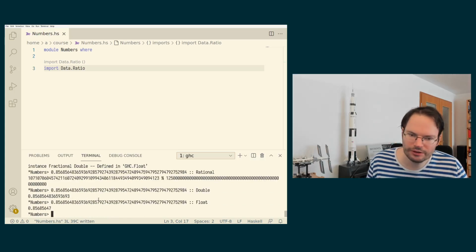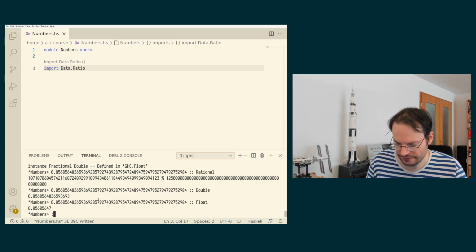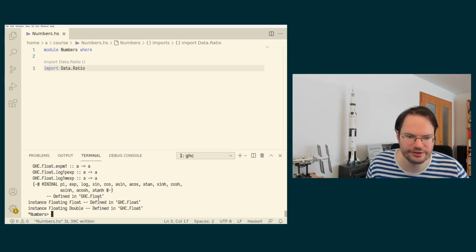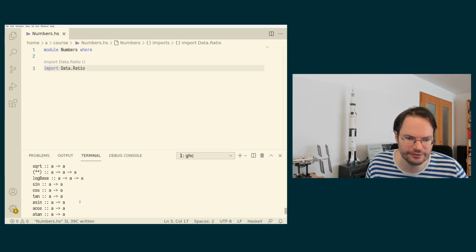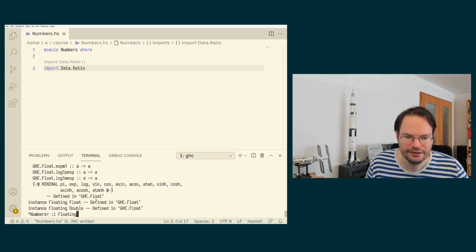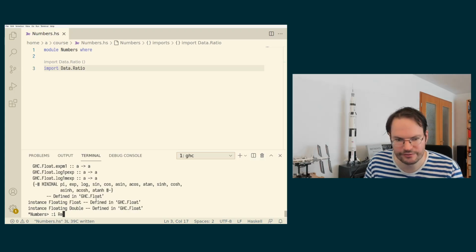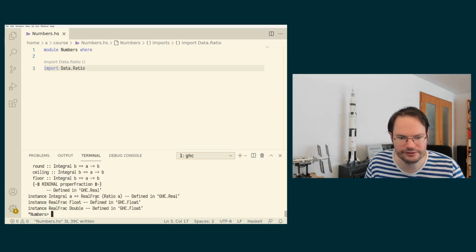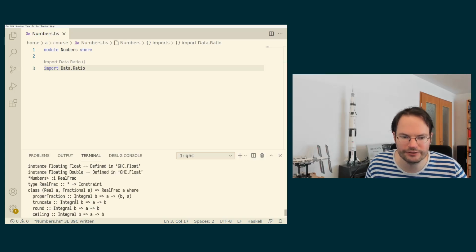Then there are some more classes that are giving you other commonly used methods. So there is this Floating class, which is implemented by Float and Double, which is giving you trigonometric functions and exponential functions. So you get exponential, logarithm, square root, pi, sine, cosine, all the things that you would probably expect. And there is the RealFrac class that gives you rounding functions.